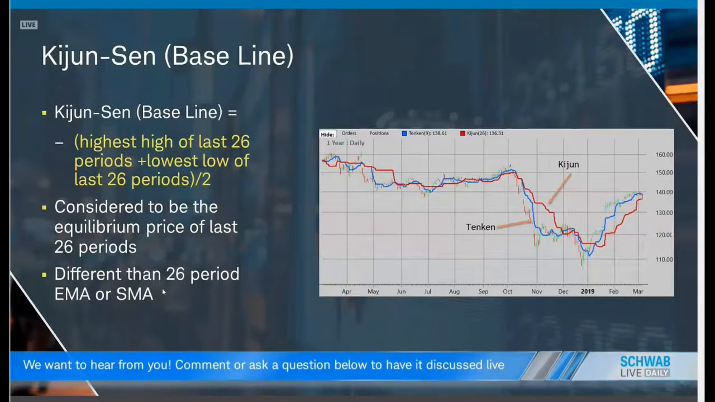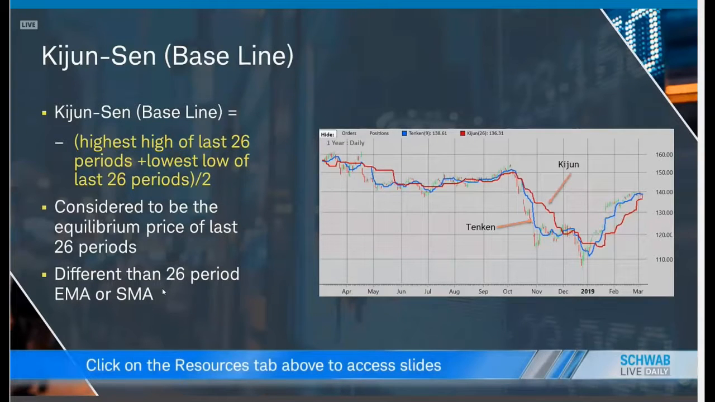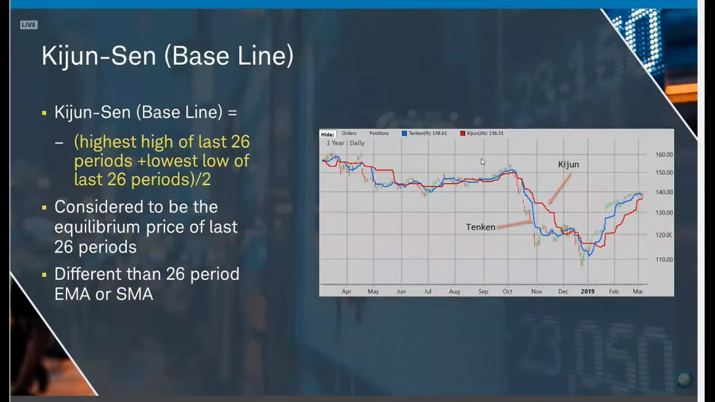Once again, please keep in mind, it is different than a moving average. It is not equivalent to either a 26 period exponential moving average or a 26 period simple moving average. Okay. Now, it is a little bit longer, so it can act as longer term support or resistance as well.